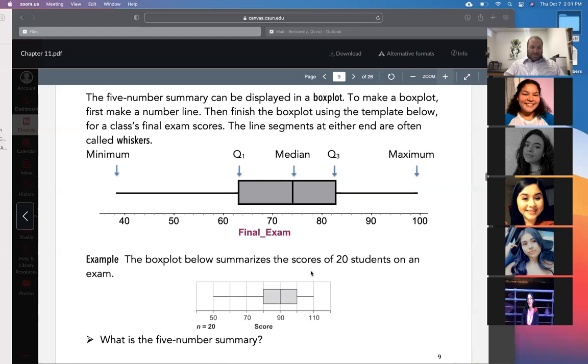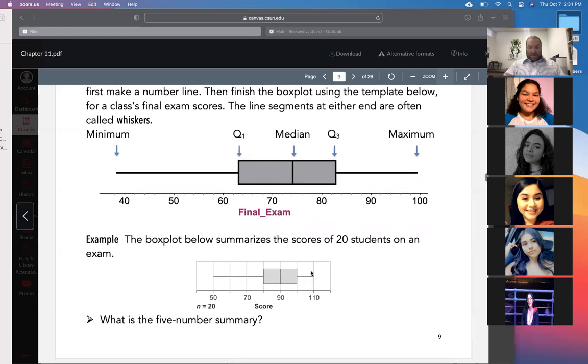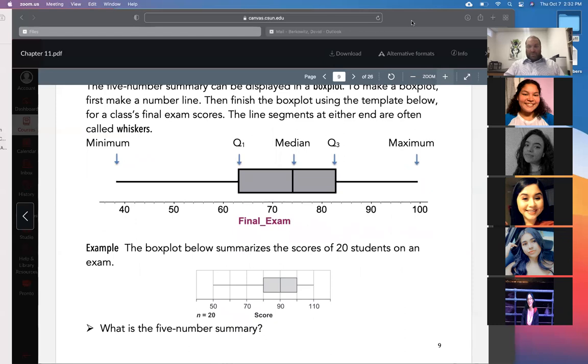So let's look at this box plot beneath it. Based upon this box plot, what is your 5-number summary? What's the minimum? 50. What's Q1? 80. What's Q2? 90. What's Q3? 100. And what is the maximum? 110. Very straightforward, correct?